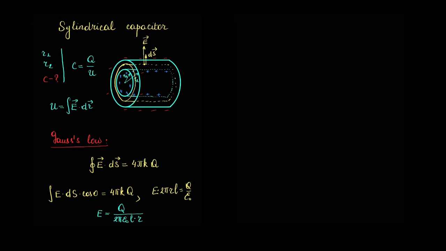Since we have already determined the electric field between the cylinders, now we can find the voltage U. U is given by the integral of E dr. Now E and dr have the same direction because E also goes radially, and the integration goes from R1 to R2, right? So the angle between them is just 0. So we get E dr cosine 0, which is just 1. And the integration goes from R1 to R2.